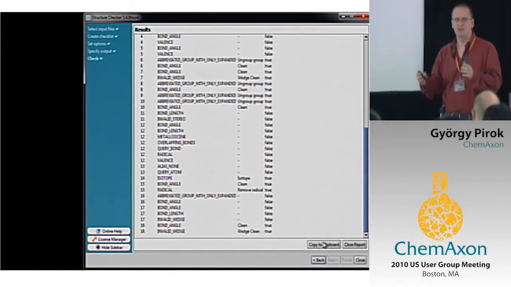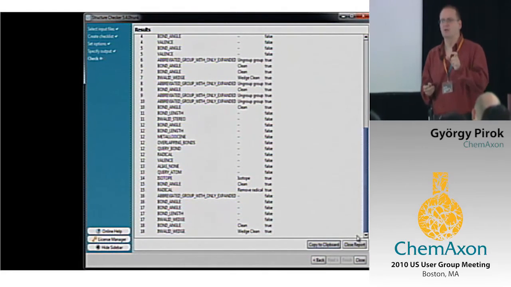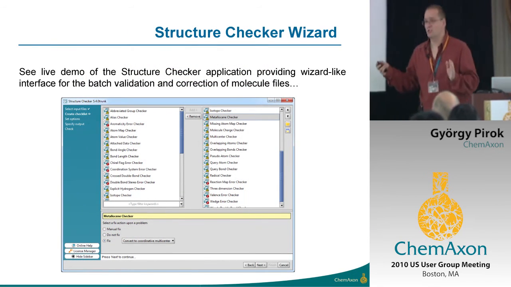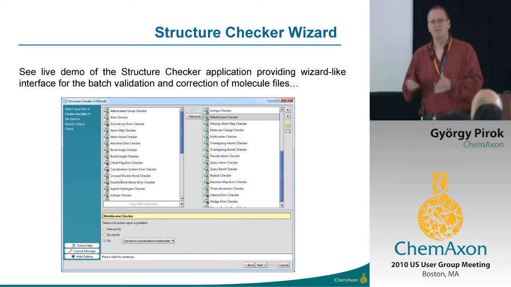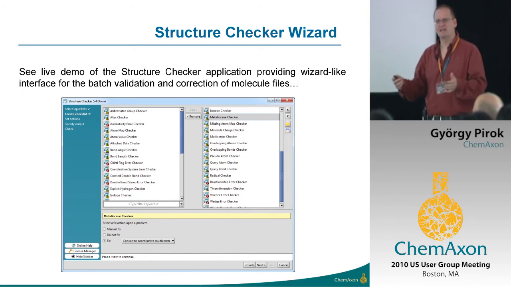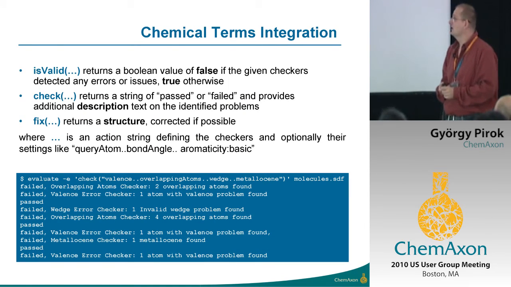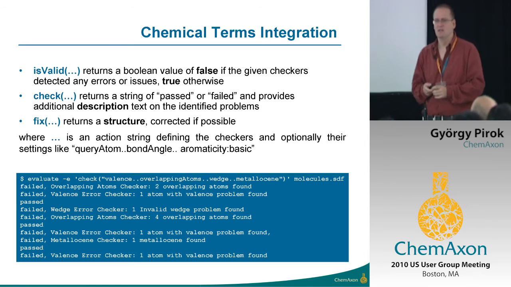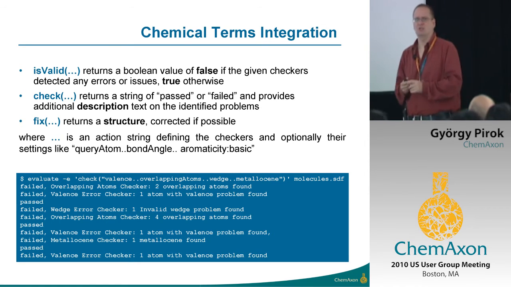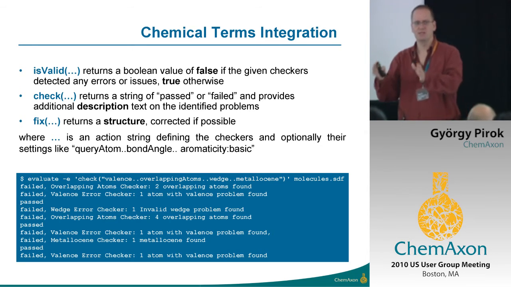So if you open a molecule, the field contains information about what kind of error was detected in this molecule. This is the structure checker wizard, which works with files. However, we have lots of applications which could use this kind of validation: database tools, for example, like Instant JChem, Cartridge JChem base, web services and others.